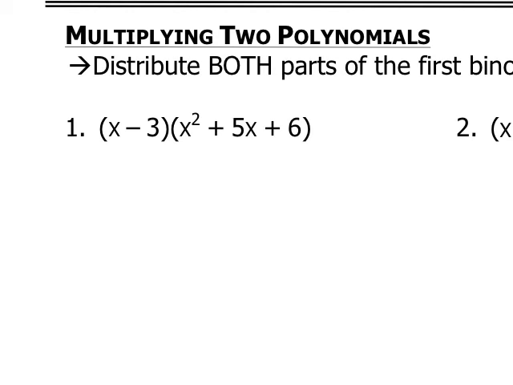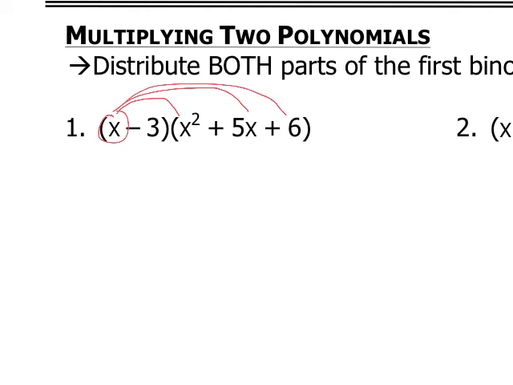Okay, so this problem might look big and scary at the beginning, but you do this the same way you've done all the other problems. There's just an extra term back at the back. So that means this x right here needs to be multiplied how many times? 3 times out, right? Times the x squared, times the 5x, and times the 6.